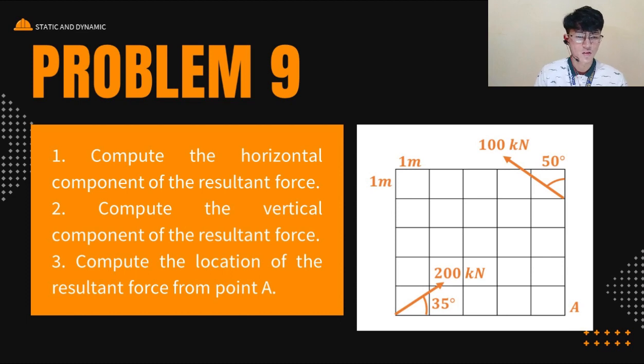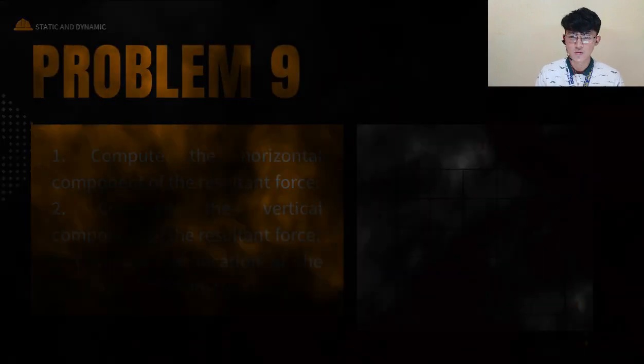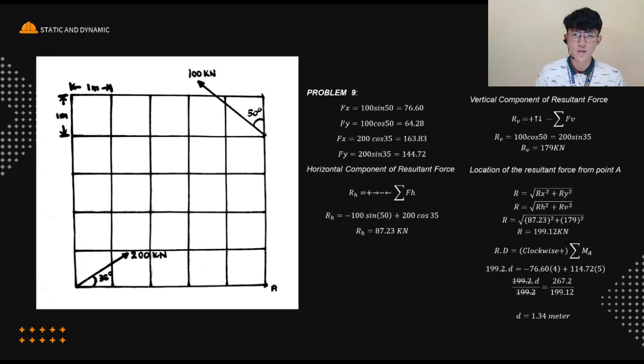Meron po tayong dalawang forces na may 100 kN and 200 kN respectively. And ang unang force po natin ay may 50 degrees, ang isa naman ay may 35 degrees. So, each line po ay may distance na 1 meter. So, next po, for solution, ang una po natin kukunin is yung x component and y component ng each forces.